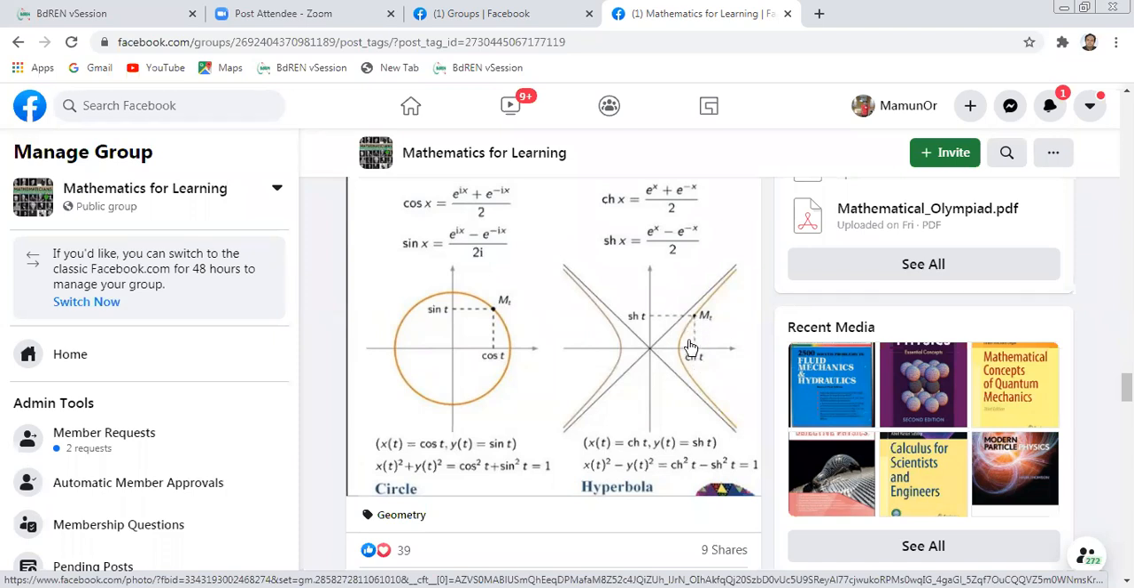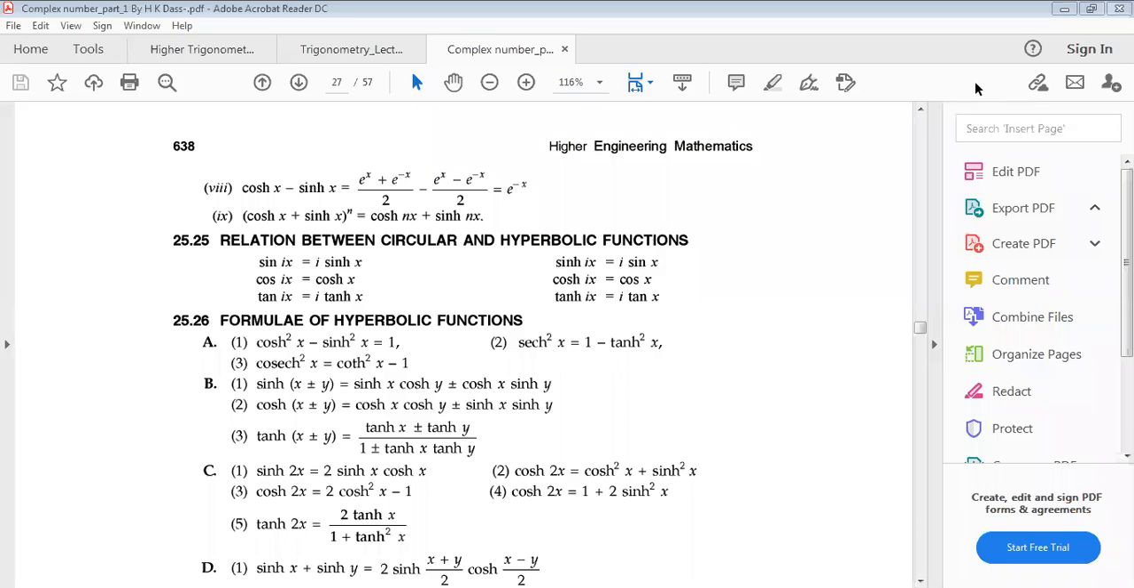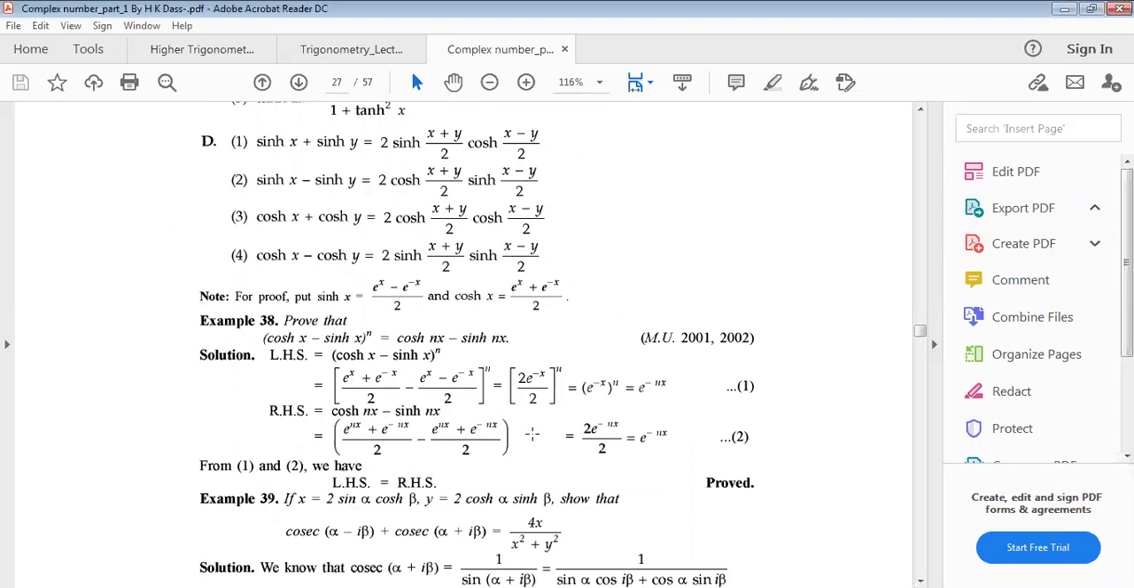Cos hyperbolic will be along the x-axis and along the y-axis this will be sin t. Actually, this is the curve, this is the circular curve, and this will be the hyperbolic function. Circular means circle and hyperbolic means hyperbola. You have to remember this formula for future examples.